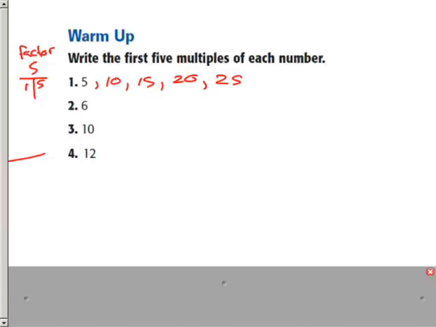Go ahead and try those 3. Pause the video and then check your work.